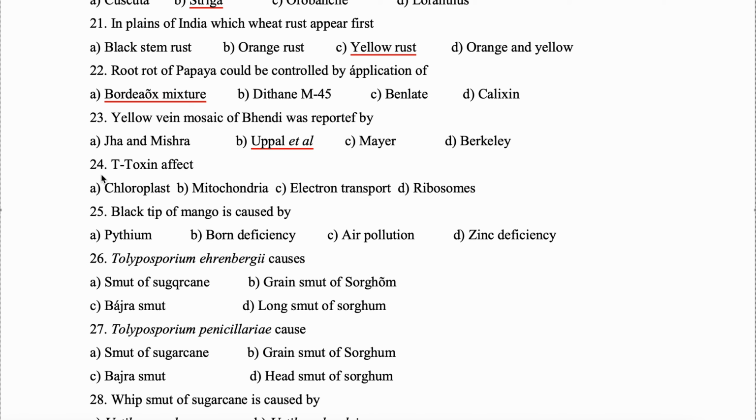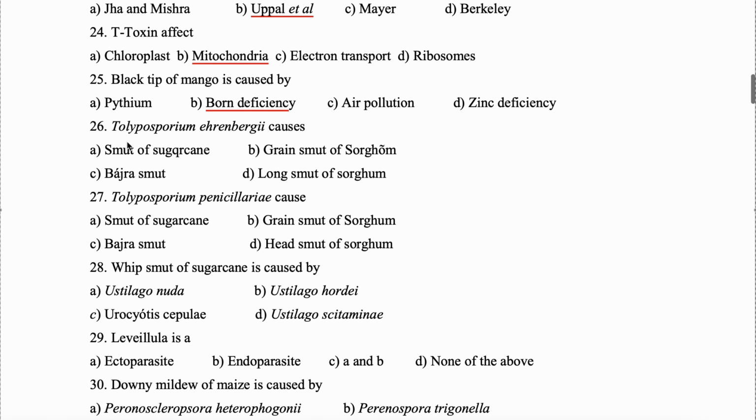Next 24. T toxin affects which cell organelle? It is mitochondria. Question 25. Black tip of mango is caused by boron deficiency. Question 26. Tolyposporium ehrenbergii causes? It is long smut of sorghum.